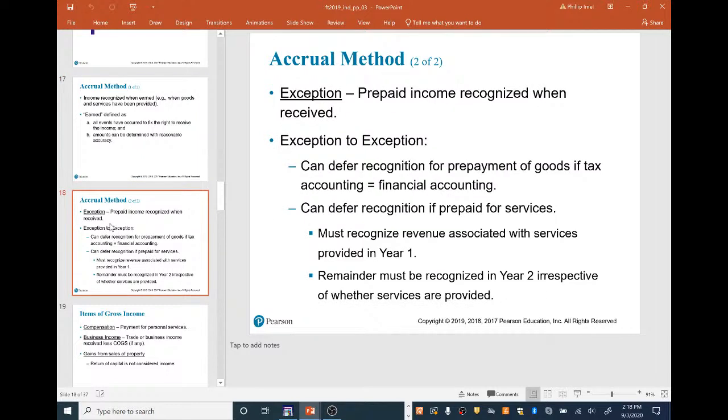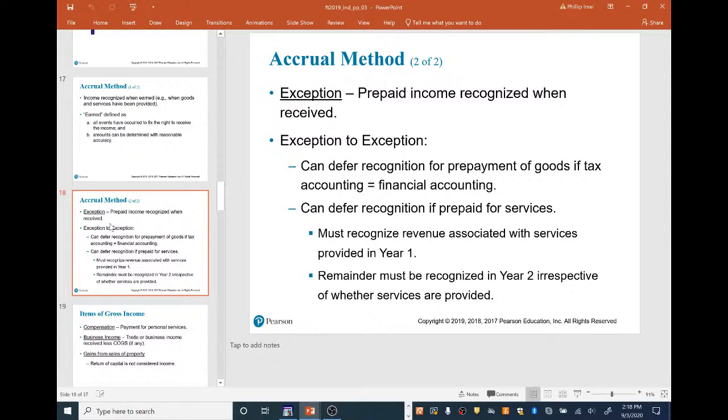So there's an exception to that. Prepaid income is recognized when received. So let's think about prepaid income, okay? Let's say we're receiving rent in advance, right? If we have a building that we rent out to tenants, and we have these tenants pay us rent in advance, well, the IRS says they're going to tax you on that even though you haven't earned it. When you get prepaid income, it's going to be recognized when received, okay?